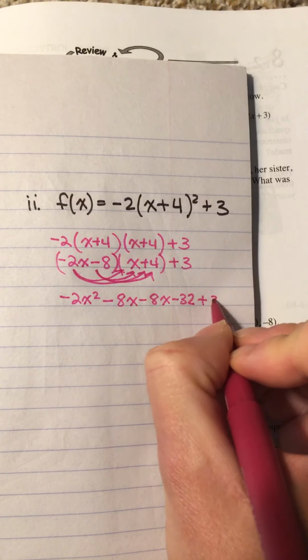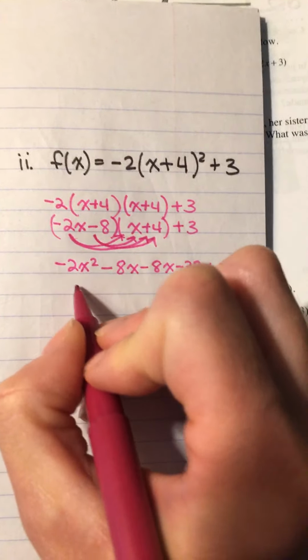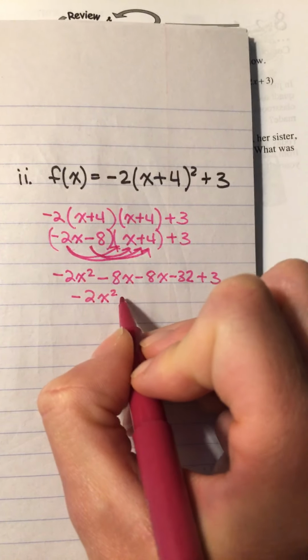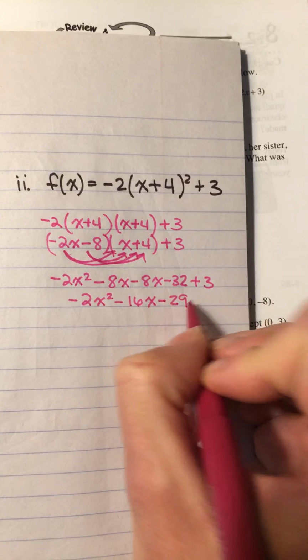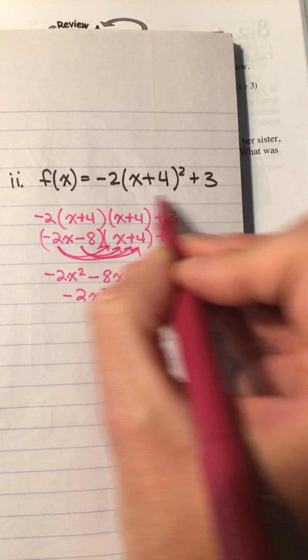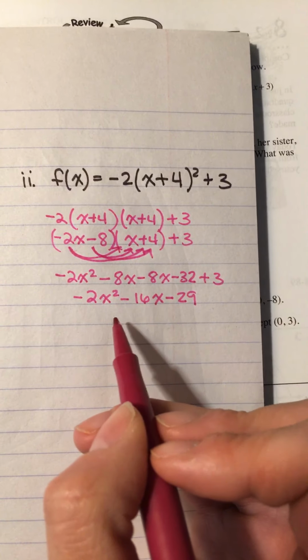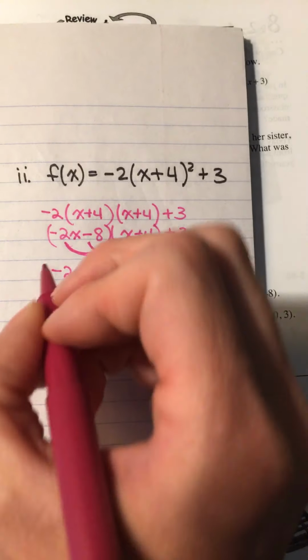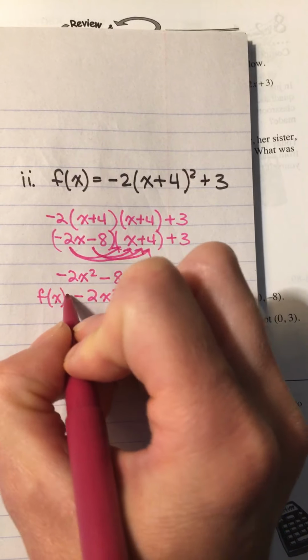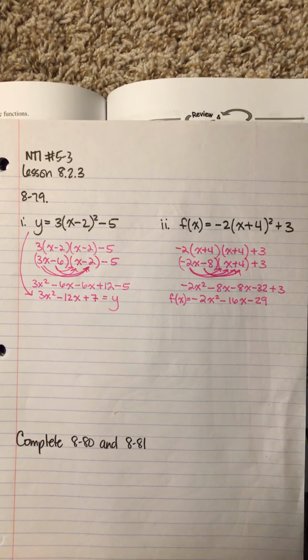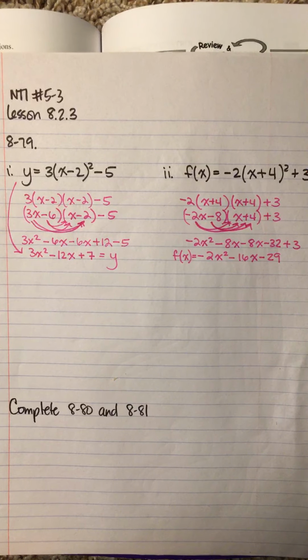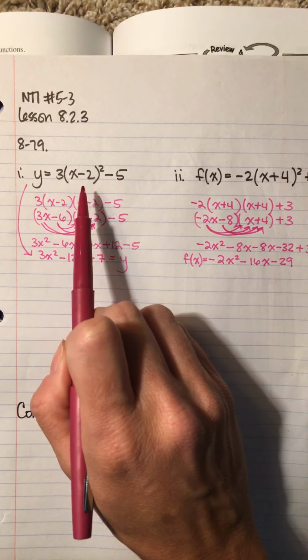Don't forget that plus 3. Combining all my like terms, I get negative 2x squared minus 16x minus 29. So this graphing form in standard form looks like this. Okay, so to take it from vertex form to standard form, you just simplify it. And go ahead and you multiply out the factor you have in parentheses.